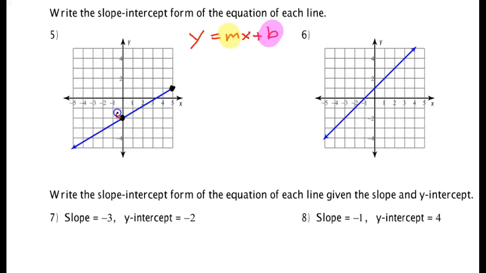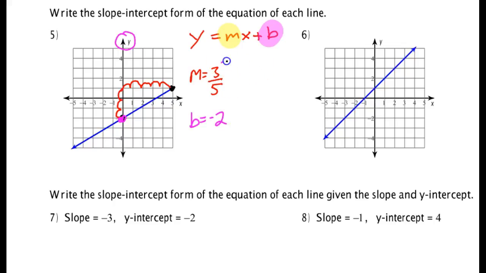So we'll have to go up 1, 2, 3. So my slope is going to be 3 over, and then the run is 1, 2, 3, 4, 5. There we go. And the y-intercept, where's it cross the y-axis? Where's the line cross? It's right here. Negative 2, so b equals negative 2.